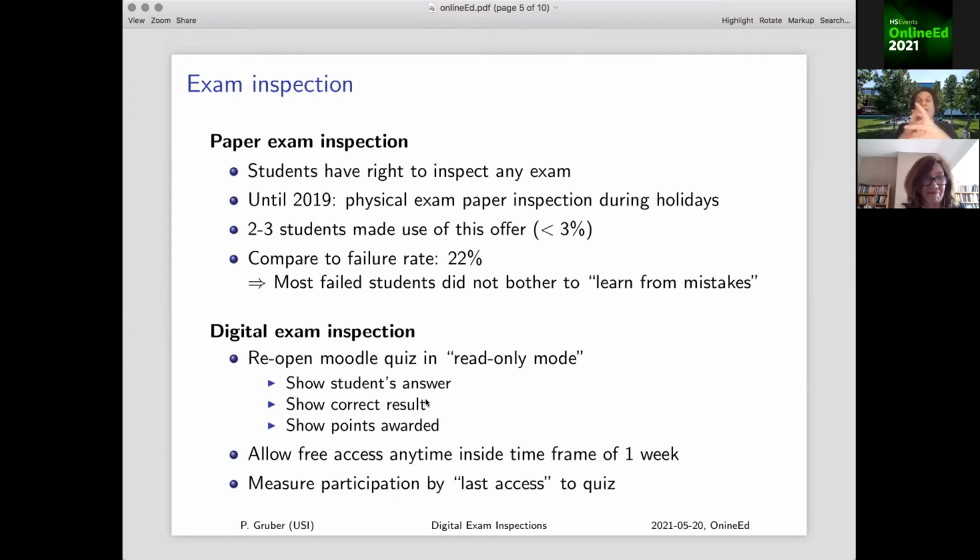So enter the digital exam inspection. That is a very, very simple thing. You just tell your learning platform that after the quiz is done, to reopen the quiz, of course, in read-only mode so that nothing can be changed.